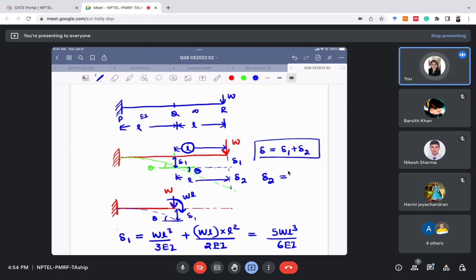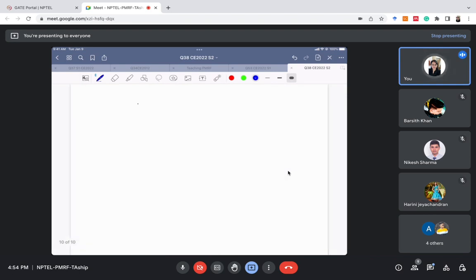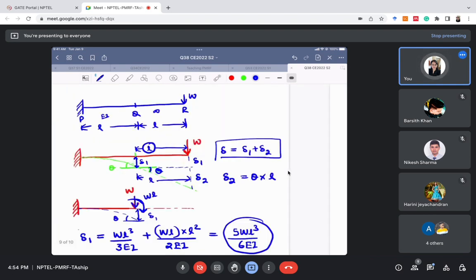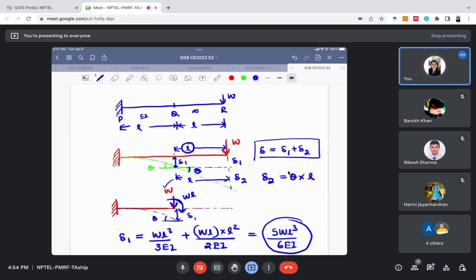Theta multiplied by this length L. So delta 2 is theta multiplied by this length L. And what is the value of theta? We'll see. So delta 1 we get the value as 5WL cube by 6EI. And the value of theta we will calculate as, theta is the slope due to these two loads.